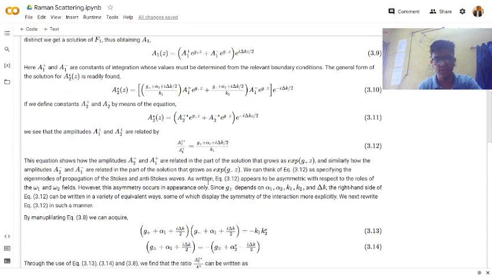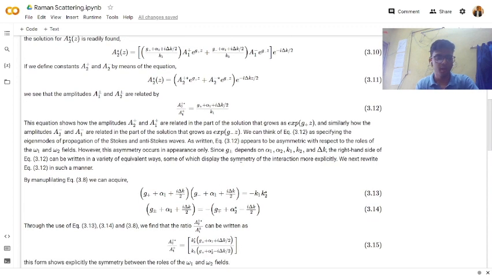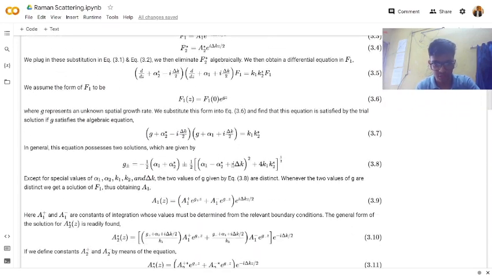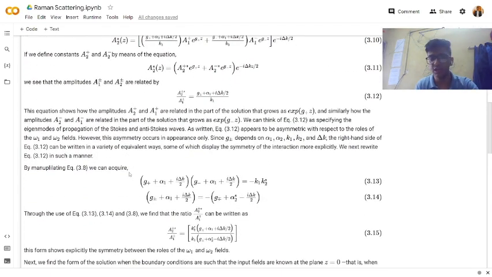And one more thing I wanted to mention is, how did we compare these two? We just compare the part of the solution which grows as exponential g plus z and as g minus z. Fine. So by using equation 3.8, which is this equation, we can write g plus and g minus in various forms, like multiplying them both, adding them both, or subtracting them both. So we'll get various relations. The two most important relations for our derivation are these two mentioned here.